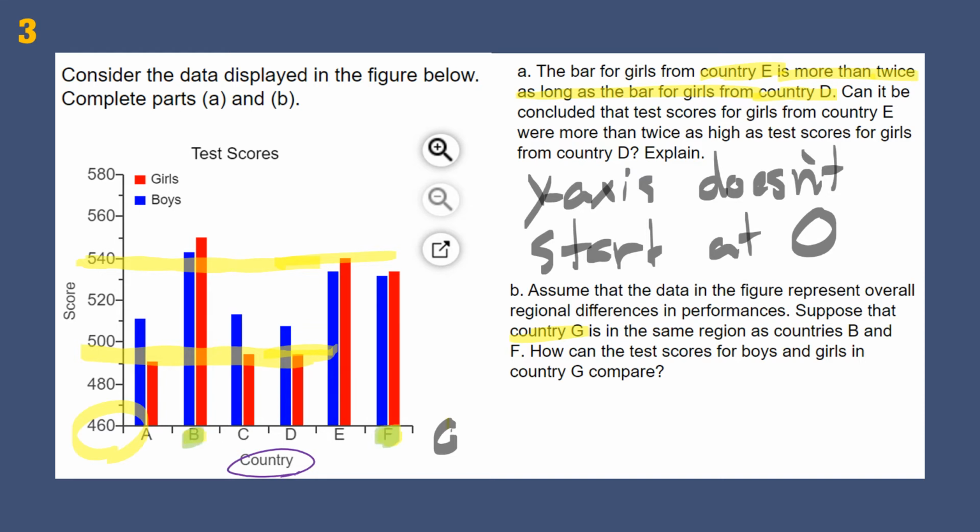I want to see what I would expect for the boys and girls to score in G if they have the same results as we saw in B and F. Well, what happened in B and F? The boys and girls both scored pretty well, and the girls scored better. So I would expect in G that the girls would score a little better.